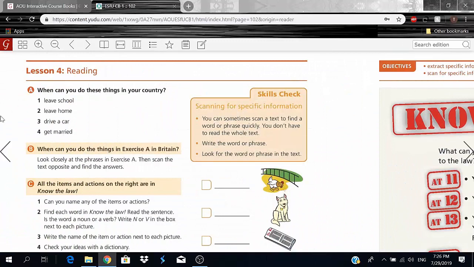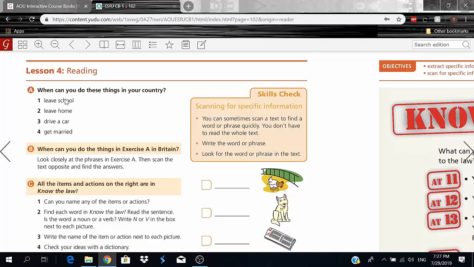Alright you guys, lesson 4, reading. Let's dive right in. So exercise A, when can you do these things in your country? So we have leave school, leave home, drive a car, and get married. Okay, and some of these are actually more of a cultural thing than a law. Like obviously getting married or driving a car is going to have some sort of law. But leaving home and school can be kind of cultural, you know what I mean?